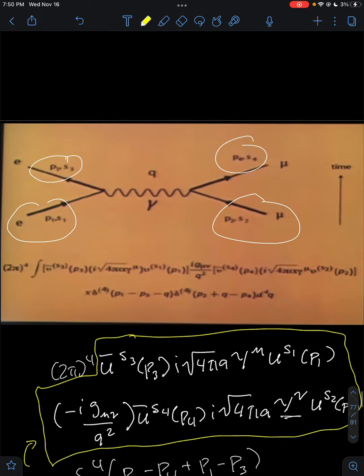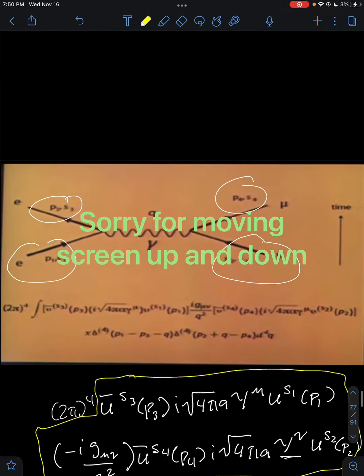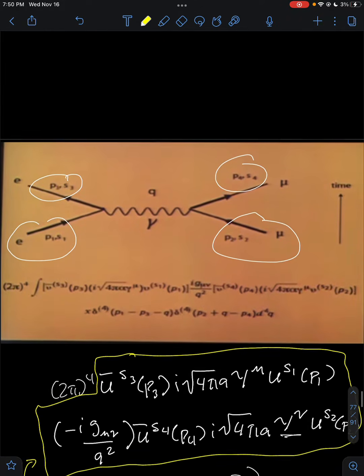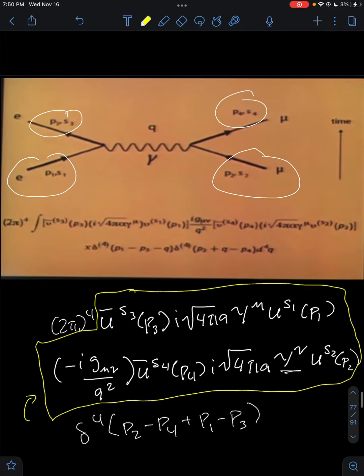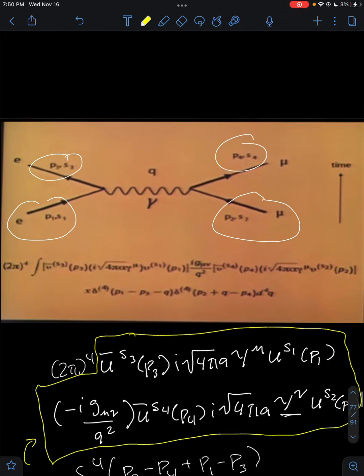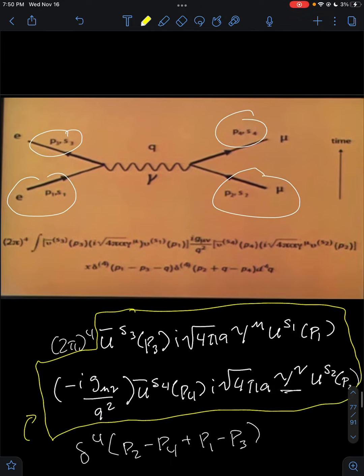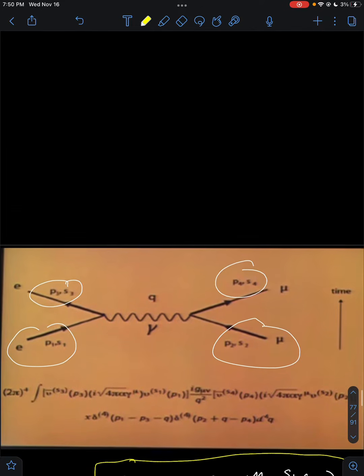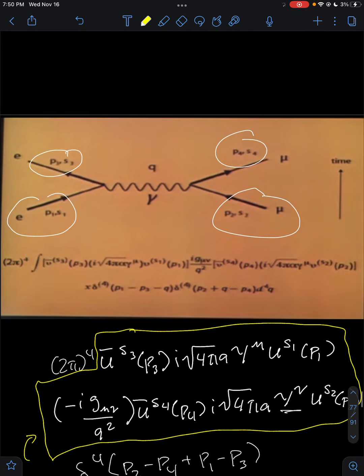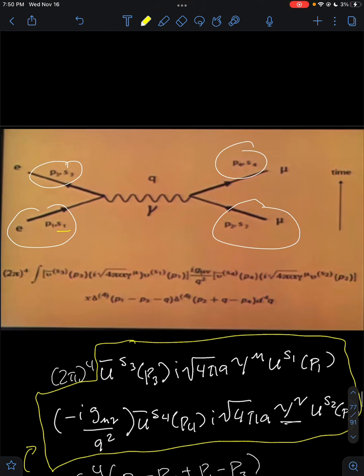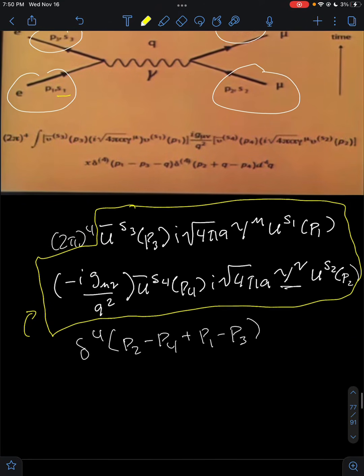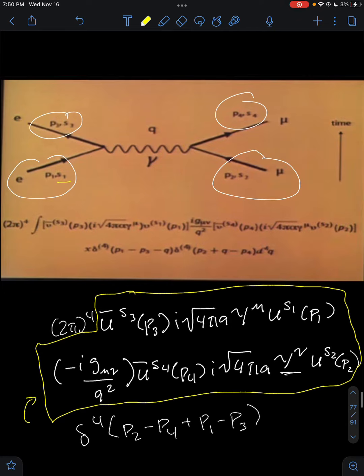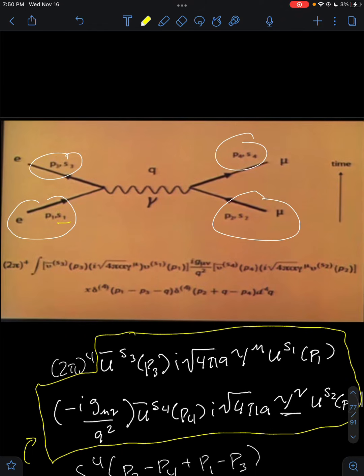Now, there are some problems with this Feynman diagram. First of all, it doesn't tell us the spins of the electrons and the muons. So we can't really solve it yet without knowing the actual spins of them, because we do have S1, S2, S3, and S4, but it does not specify what those values are. So what we can do here is just assume that they have some particular values of spins, which we will do to get our answer.